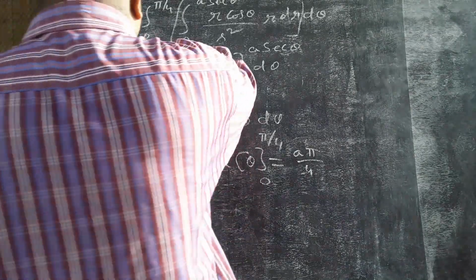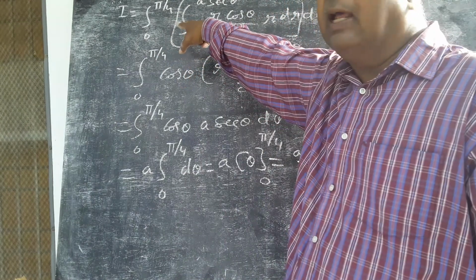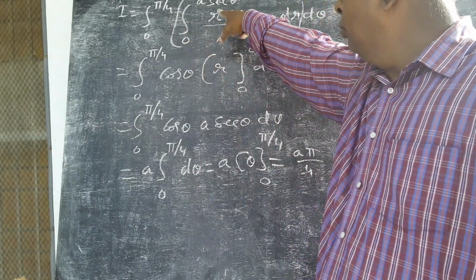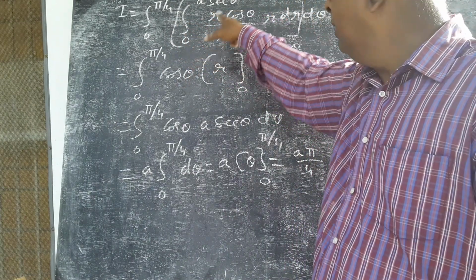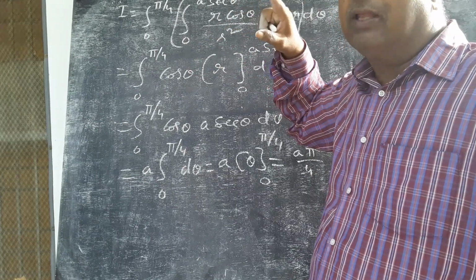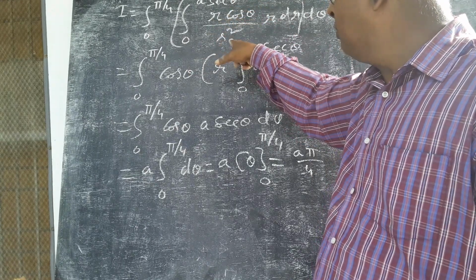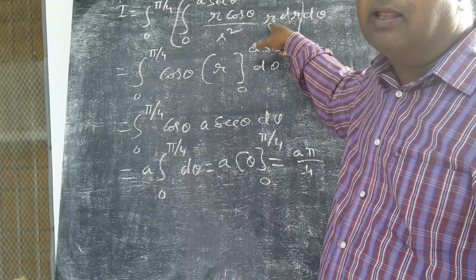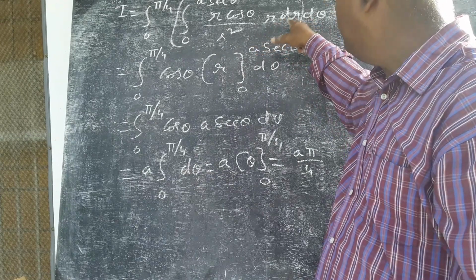So I is equal to integral 0 to pi by 4, theta limits, integral 0 to a secant theta, r limits, x by x square plus y square. X means r cos theta, x square plus y square means r square. Dx dy means r dr d theta. We have to integrate with respect to r.